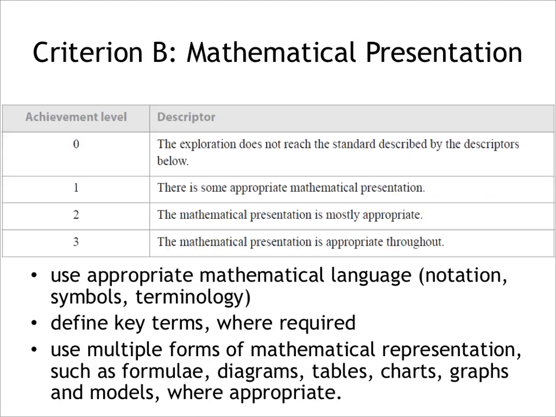All right, let's move on to Criterion B, the mathematical presentation. Okay, again, very general descriptors.